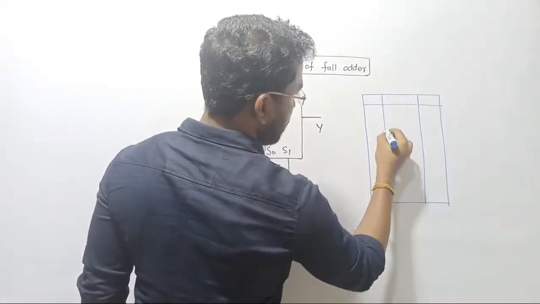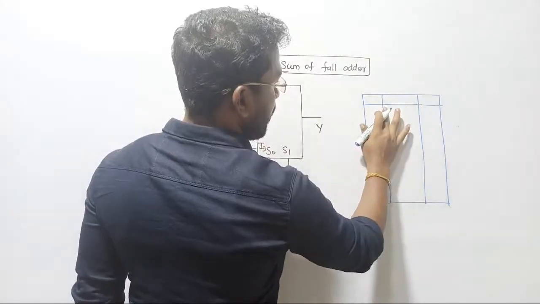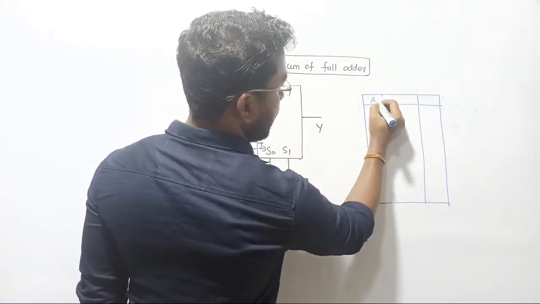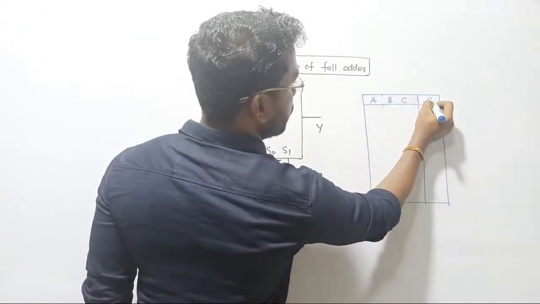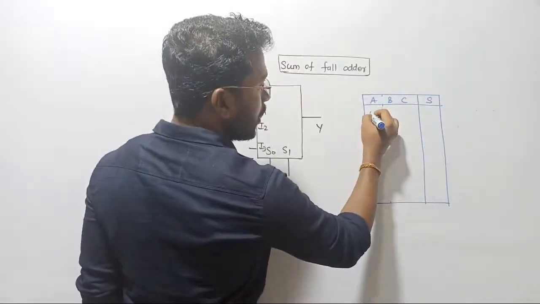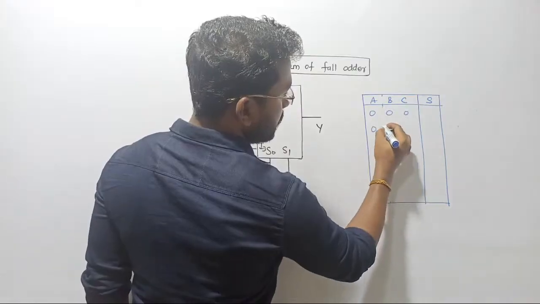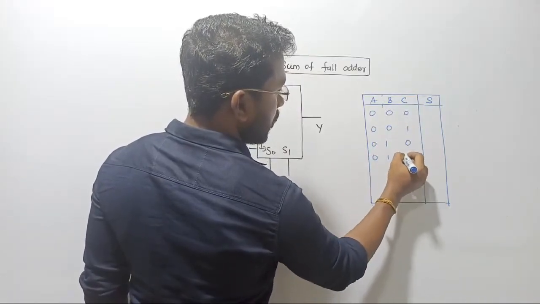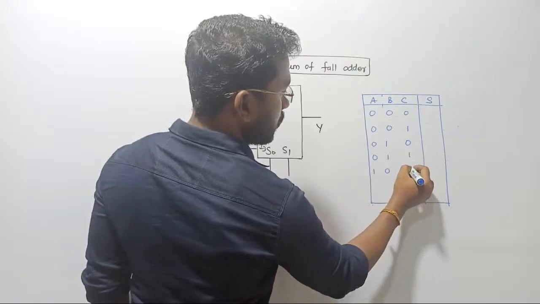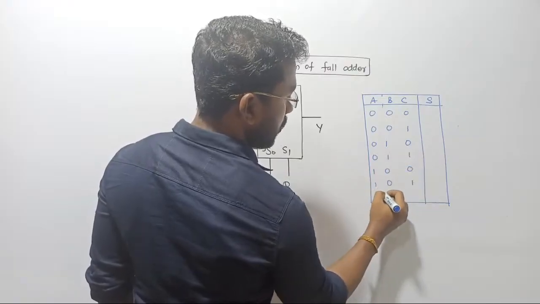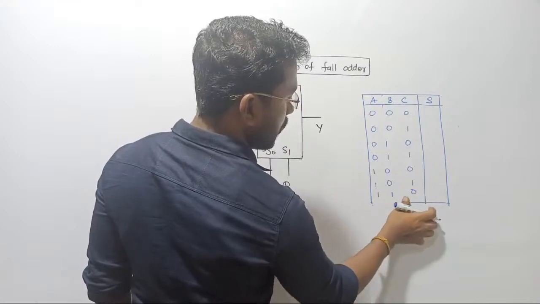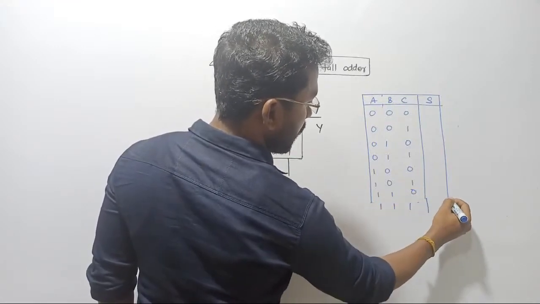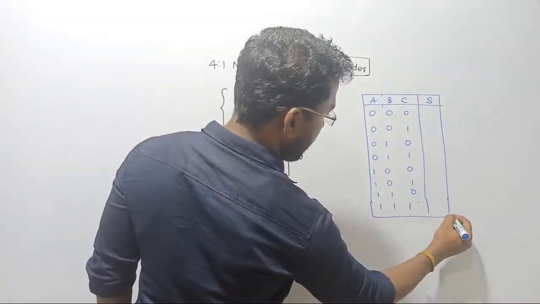So we are going to consider 3 variables here. Why am I putting one more column unnecessarily? Sorry. Let us consider A, B, C. That is going to be our sum. 8 combinations: 0, 0, 0; 0, 0, 1; 0, 1, 0; 0, 1, 1; 1, 0, 0; 1, 0, 1; 1, 1, 0; 1, 1, 1, right? Yeah, let us extend the box slightly.